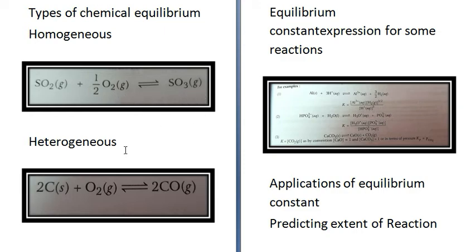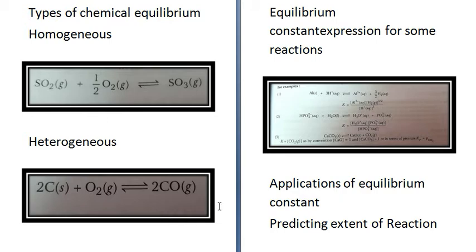in gaseous state. Next type of equilibrium is heterogeneous equilibrium. In this, the reactants and products are in different phases. Like, for example, 2C plus O2 gives you 2CO. Now in this case, carbon is solid, O2 is gas, and CO is also gas. So this type of equilibrium will be called heterogeneous equilibrium.